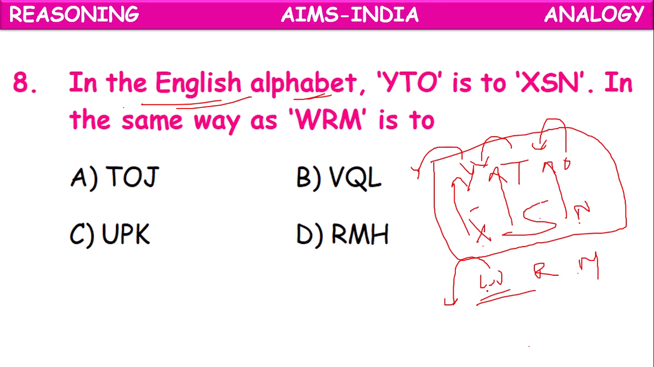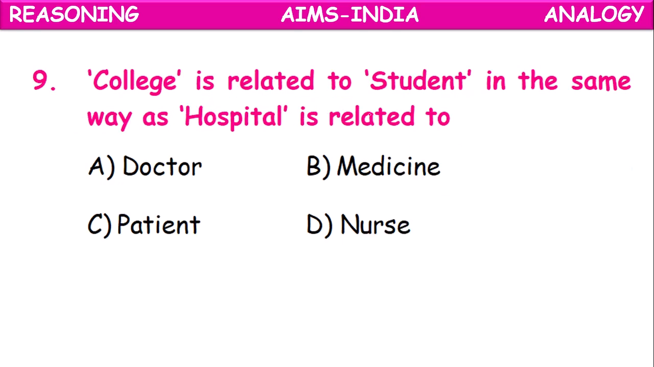In the same way, the alphabet before W: P, Q, R, S, T, what is before W? U, V, W. So before means V will come. Before R: P, Q, R, S. Q will come. Before M: I, J, K, L, M. Before M, L will come. So the before alphabets of W, R, M are V, Q, L. So the answer is V, Q, L.